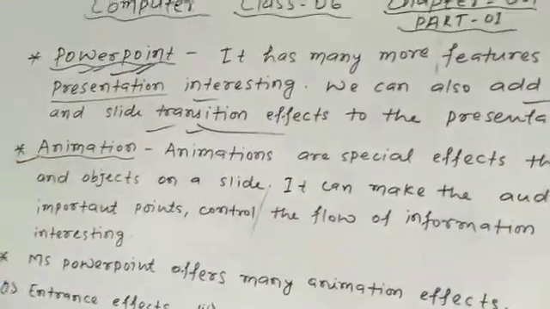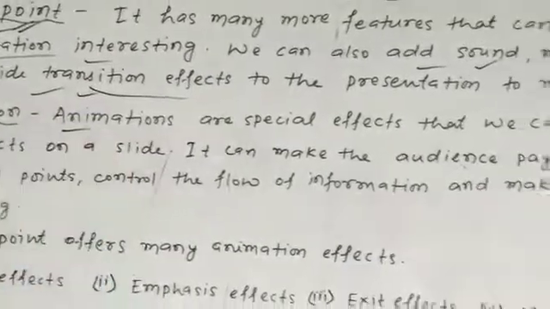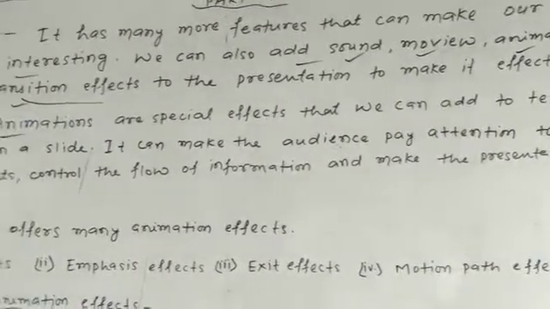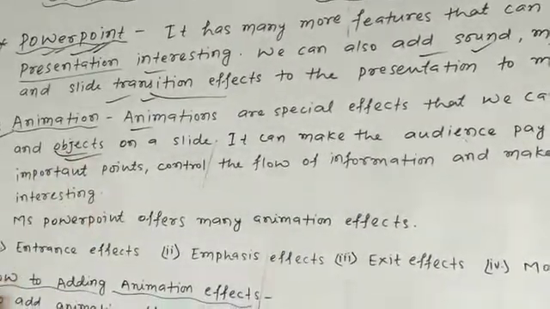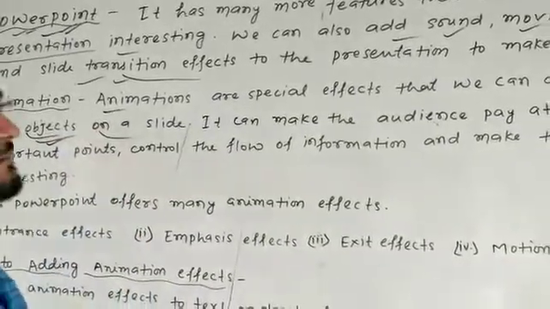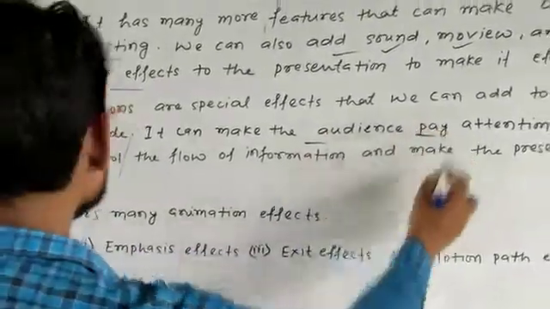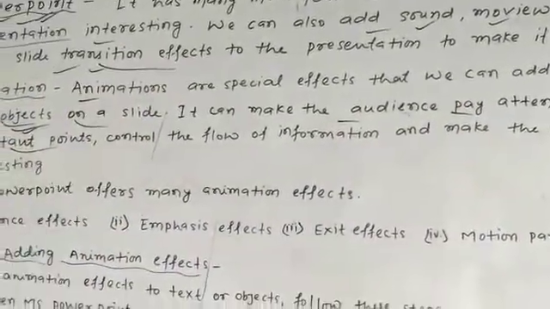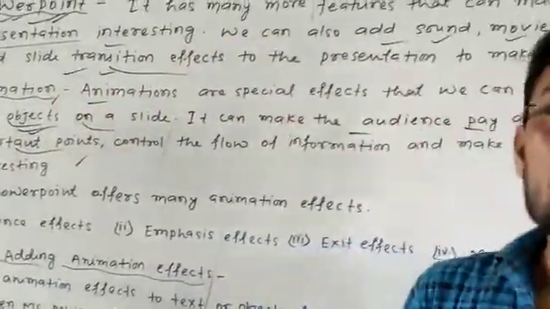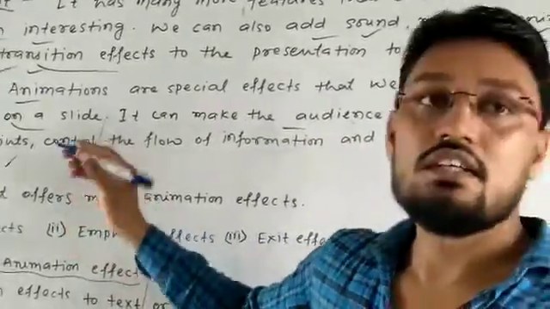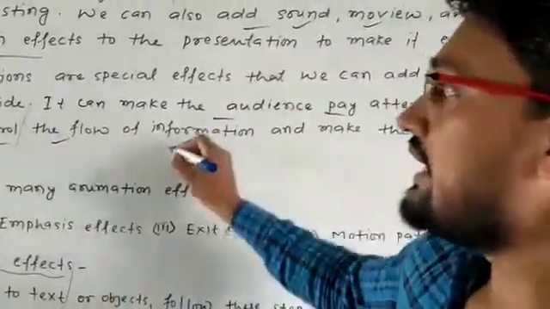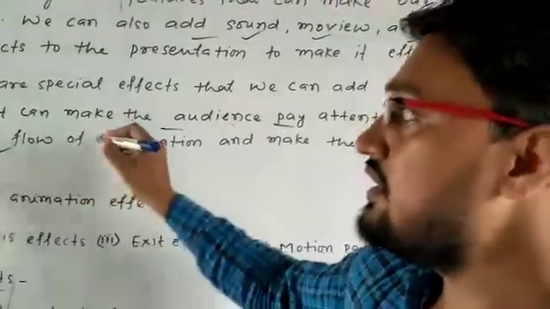So animation is a special effect that we can add to text and other types of objects on a slide. It can make the audience pay attention to the important points. We add animation effects because they attract the audience to our files and our presentation. So we can add animation in our PowerPoint.